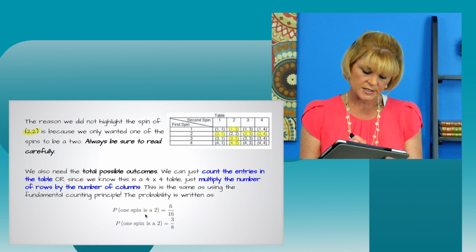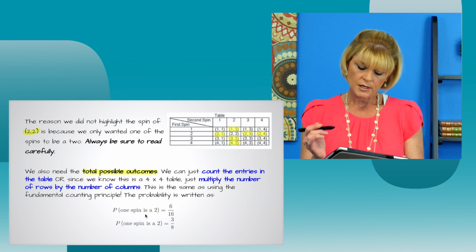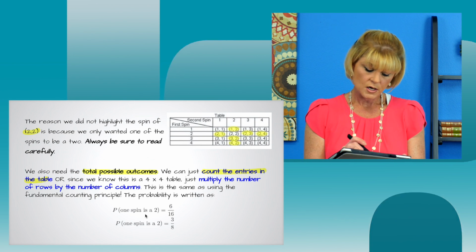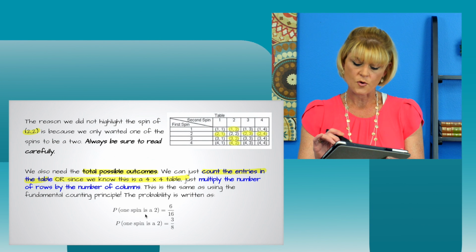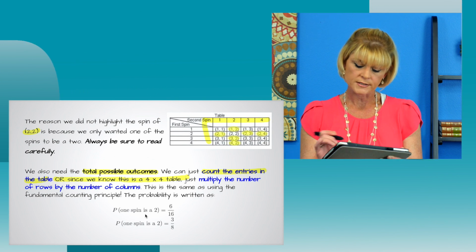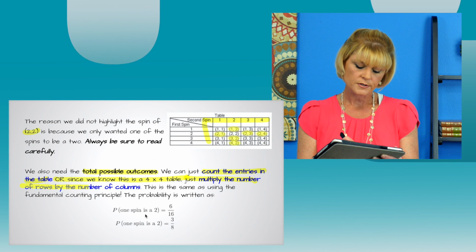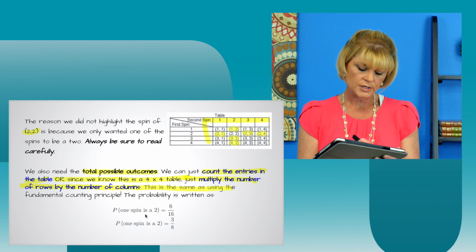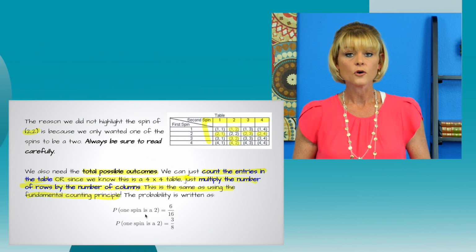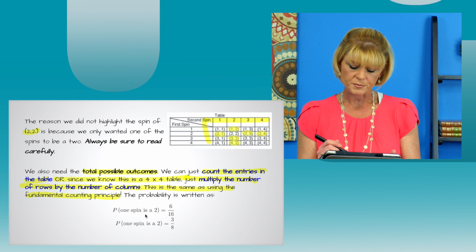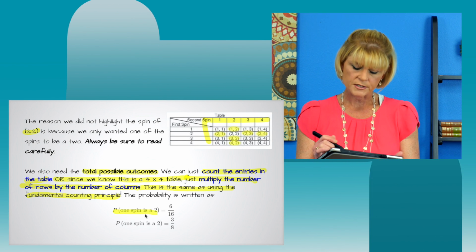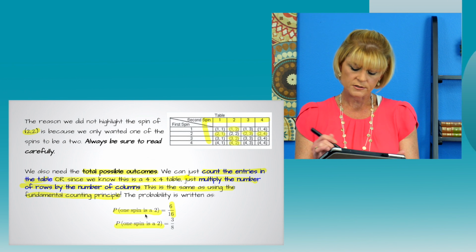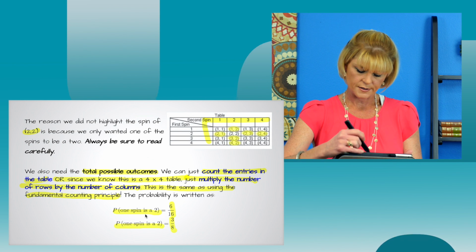We also need to find the total possible outcomes. Now, we can just count the entries in the table. We can count each one of these boxes. Or, since we know this is a 4x4 table, 4 down and 4 across, we can just multiply the number of rows by the number of columns. So this is the same as using the fundamental counting principle that we've been talking about quite a bit lately. So the probability that one spin is a 2 is 6 out of 16, and the probability of one spin being a 2 is 3 out of 8. We just simplified that there.